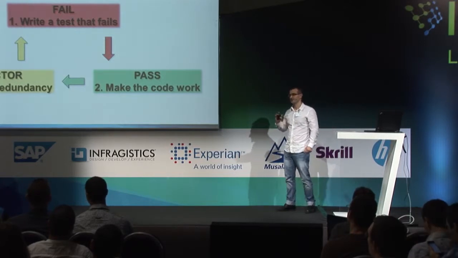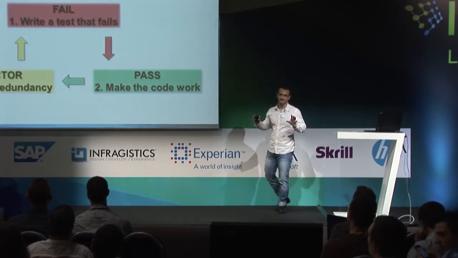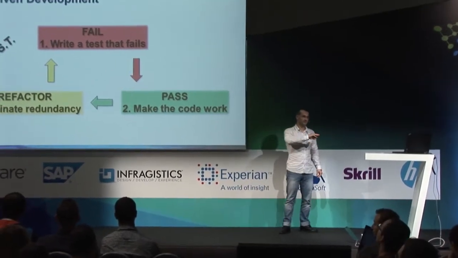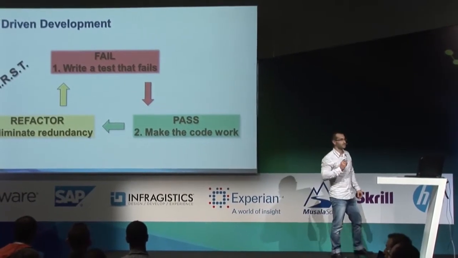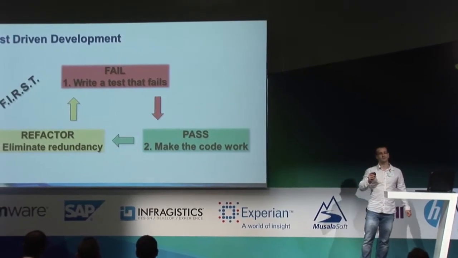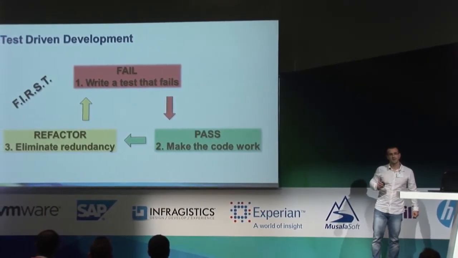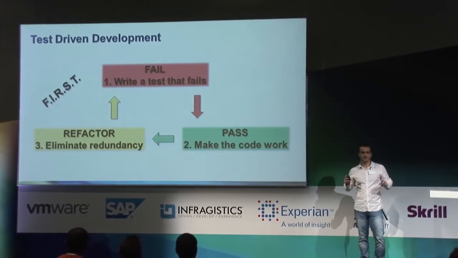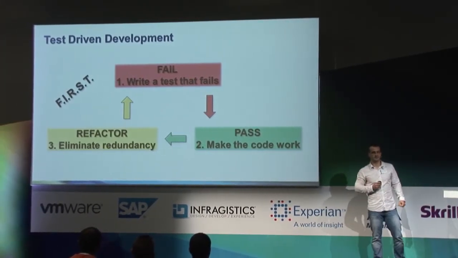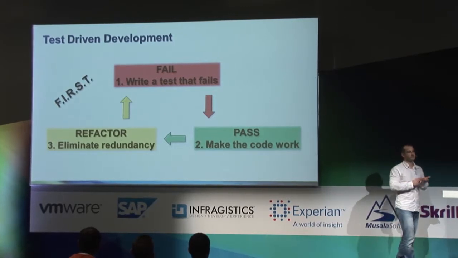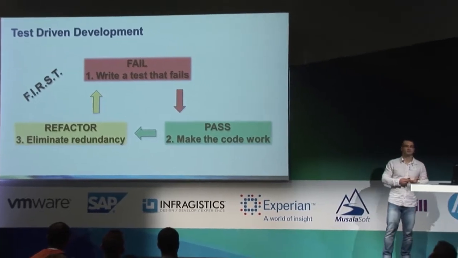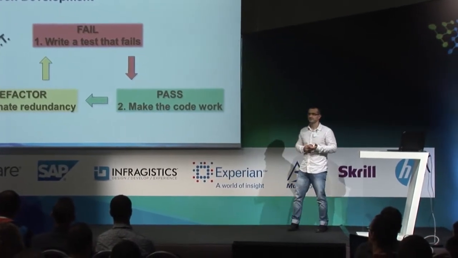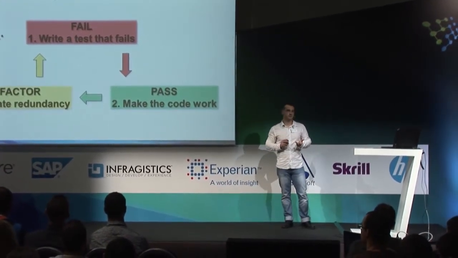To be on the same page, I saw there is some experience in this room with test-driven development, but to be all on the same page, let me remind you what test-driven development is about. This could be summarized in an acronym called FIRST. F is for fast. This means tests developed with test-driven development must be fast. They must be executed in milliseconds.